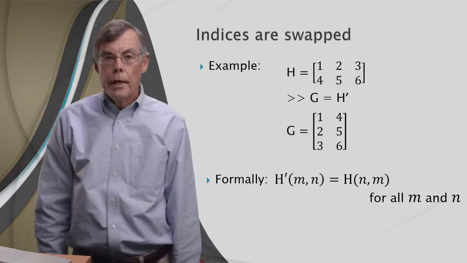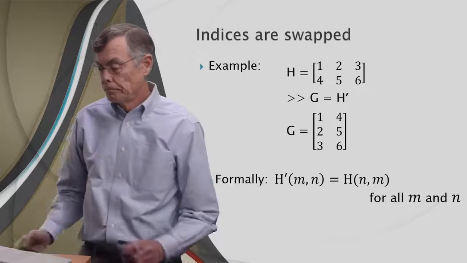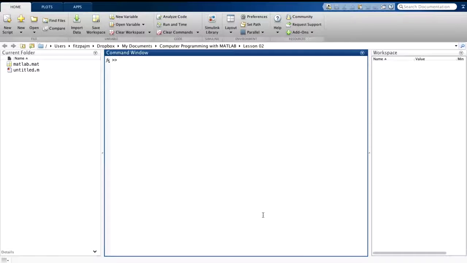So now let's see how to do that in MATLAB. And let's use the same matrix. H equals 1, 2, 3, 4, 5, 6. We want to set G equal to the transpose of H. And here's how we do it. Simple. And we can see what we've done here.